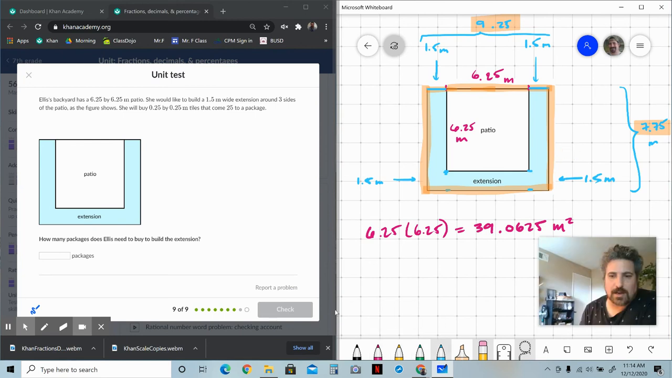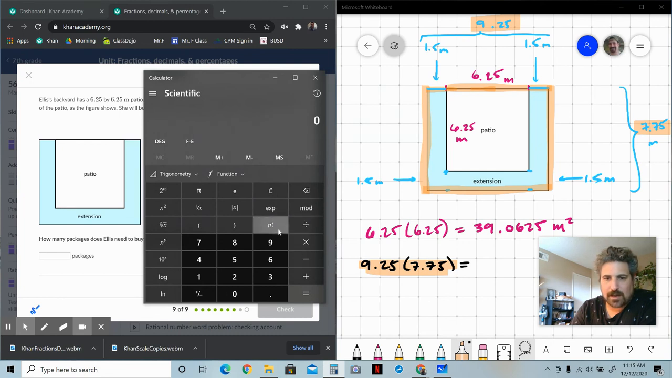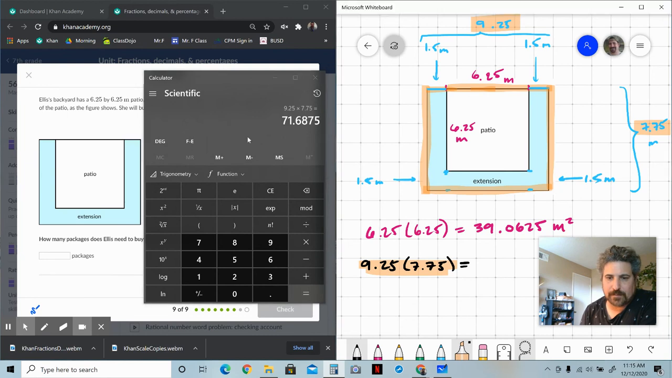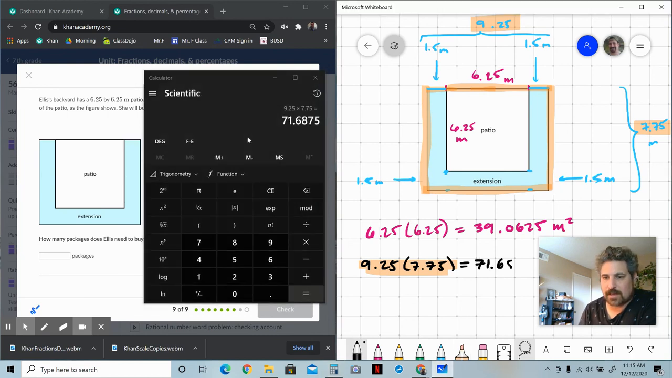So now when we go through and do it, we can say that 9.25 by 7.75 is going to be the area of the entire region that we highlighted there. That's the area of that entire region. So let's do that on a calculator as well. What you get here is 9.25 times 7.75, which is 71.6875. Okay, so 71.6875 square meters. All right.